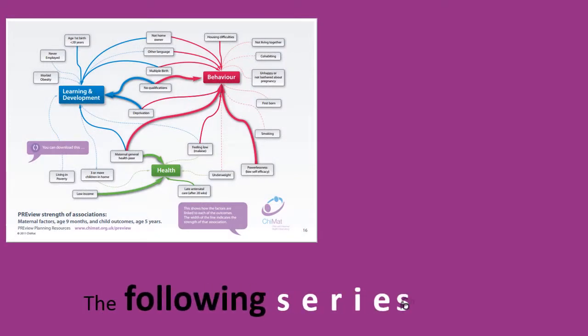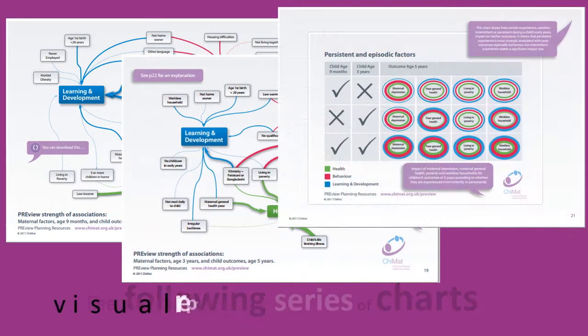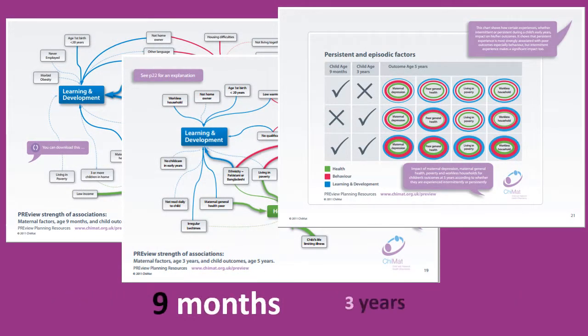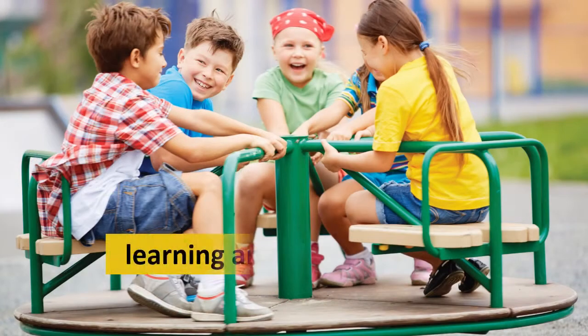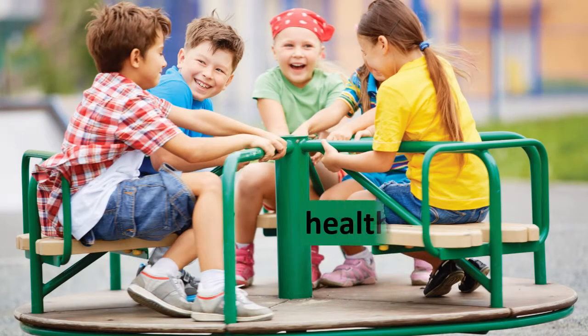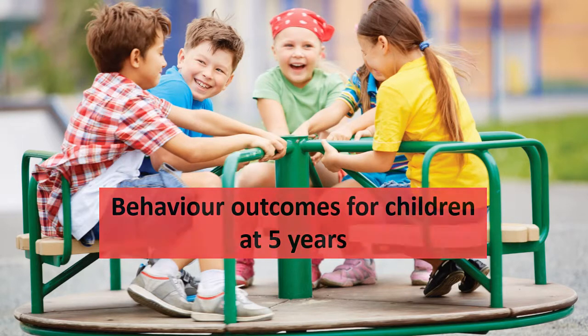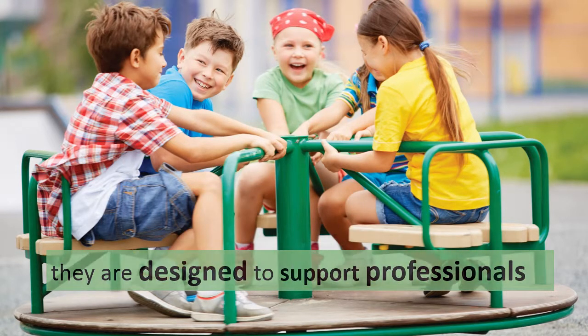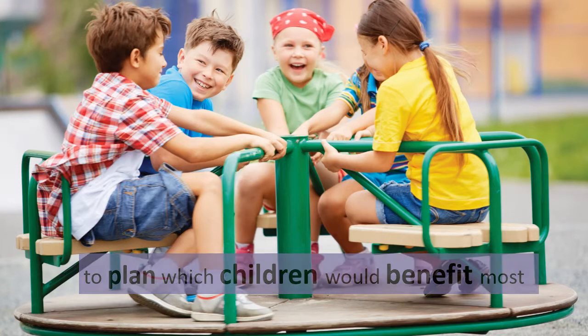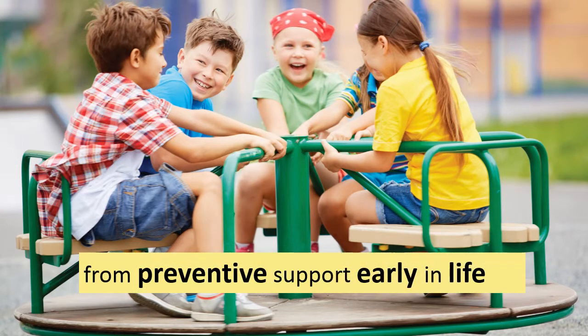The following series of charts are a visual representation of the factors at 9 months and at 3 years that are associated with learning and development, health and behaviour outcomes for children at 5 years. They're designed to support professionals to plan which children would benefit most from preventive support early in life.